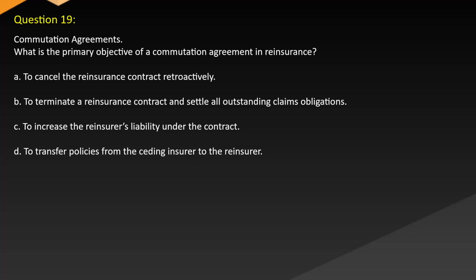Question 19. Commutation agreements. What is the primary objective of a commutation agreement in reinsurance? A. To cancel the reinsurance contract retroactively. B. To terminate a reinsurance contract and settle all outstanding claims obligations. C. To increase the reinsurer's liability under the contract. D. To transfer policies from the ceding insurer to the reinsurer.